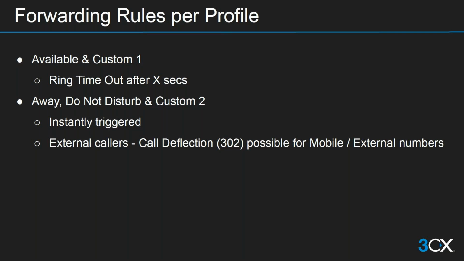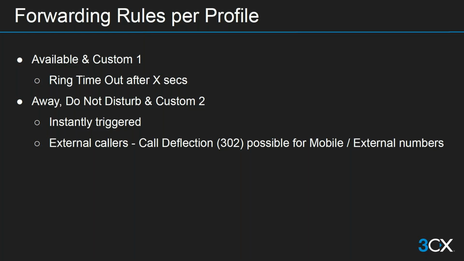Then we have forwarding rules on available and custom one. After a certain amount of rings, the call can be forwarded to different destinations. Away, do not disturb, and custom two are generally the situations where you are not meant to be on your desk. They are instantly triggered because you are not on your desk.